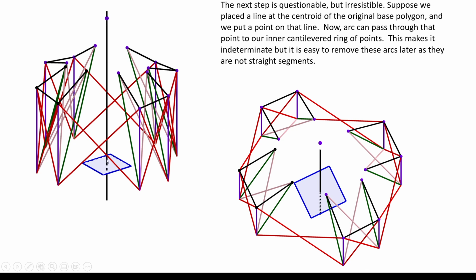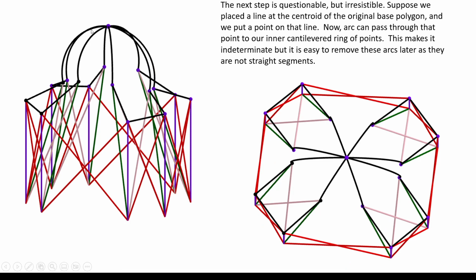I decided to put a line through the centroid of the original polygon and put a dot on that, and I want a dome or something. Like, it's starting to look like a church or a mosque or a synagogue or some kind of sacred space here. I want a dome over this, which adds a point, which makes it indeterminate. I know, but I could remove them later if I want. So that's exactly what I did.